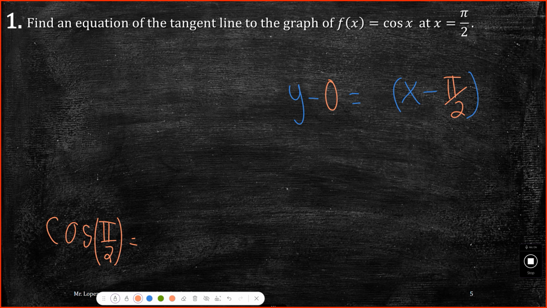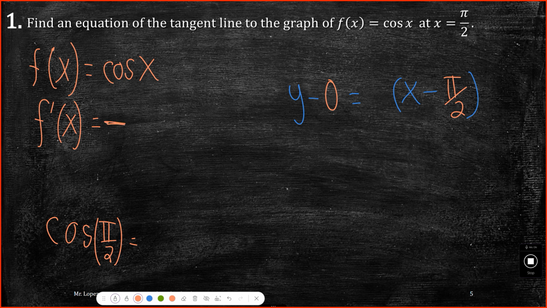And now we're doing the calculus of finding the derivative at pi by 2. F of x is equal to cosine x. F prime of x, what's the derivative? Oh no, we didn't prove that for cosine x. We did the proof for sine x. But what's the derivative of cosine x? Negative sine x.